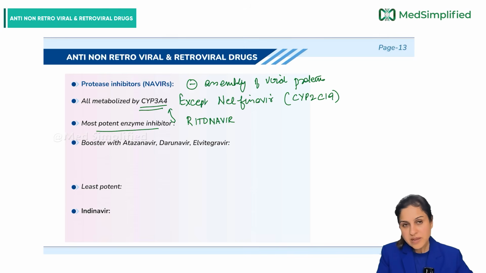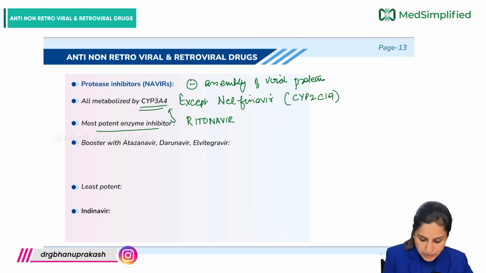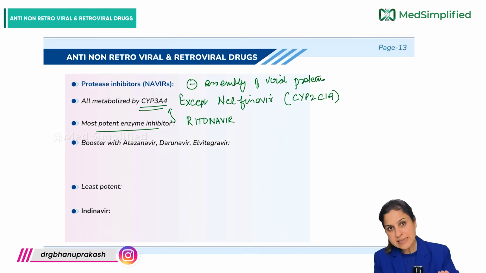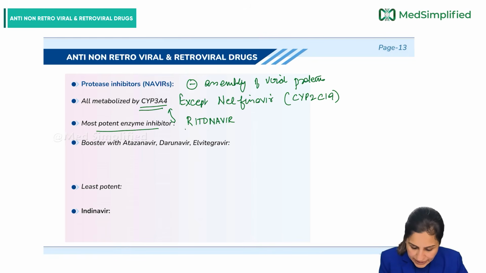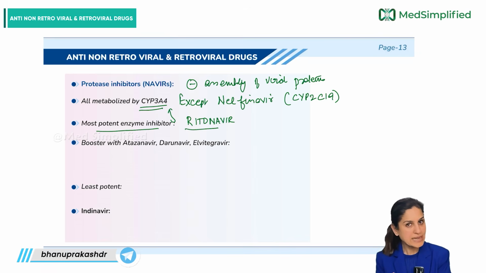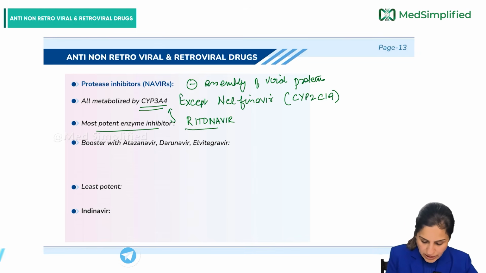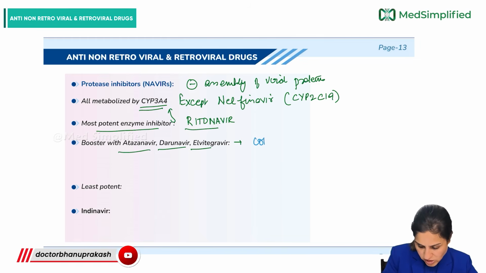This ritonavir's main role is to boost the effect of the other drugs because it is going to inhibit CYP3A4 and it will increase the effects of the other protease inhibitors because they will not be metabolized faster. But it cannot be given with nelfinavir because the enzyme is different here. So apart from nelfinavir, it can boost the effects of the other protease inhibitors. Now, what about other drugs like elvitegravir, darunavir, atazanavir? The booster we use for this is cobicistat.